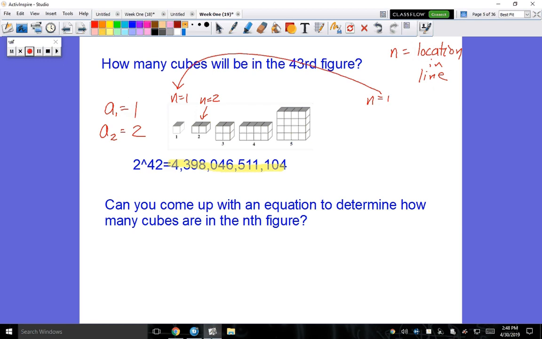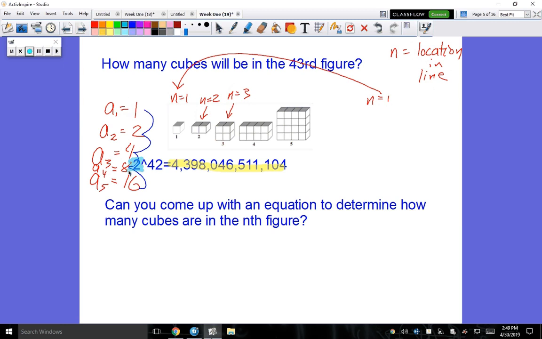So if this is location number 3, otherwise the third one in line, help me out. What is a sub 3? 4. What is a sub 5? 16. So a sub 4 is in between at 8. And if you see the pattern already, what are we doing each jump? We're doubling. That's where this doubling 2 comes from, right here.